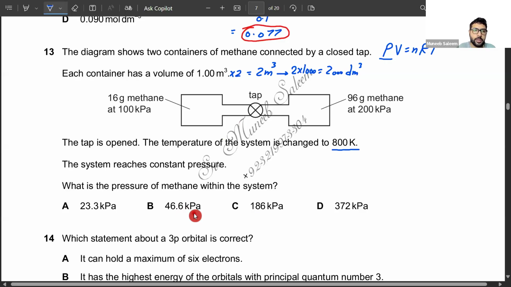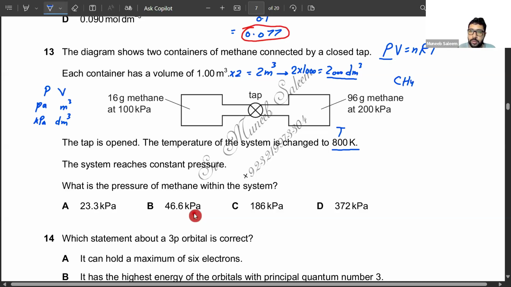We remember the relation between pressure and volume. If pressure is in Pascal, then volume is in meter cube. When pressure is in kilopascal, the volume is in dm cube. Okay, now we have calculated the volume when the tap was open. We know the temperature, that's already in Kelvin. We need to see the number of moles. Now, moles is for the methane.